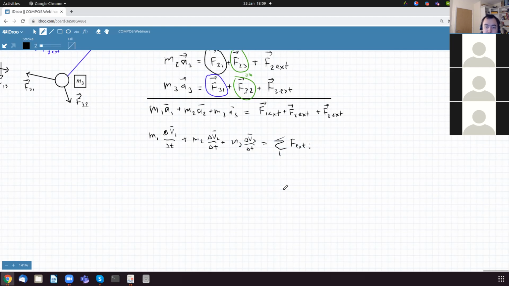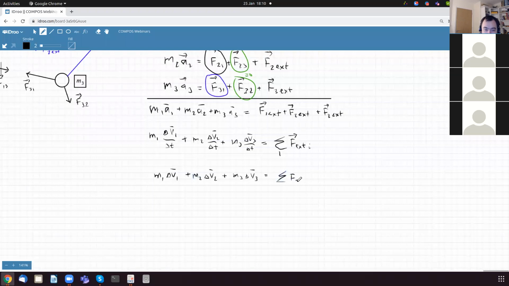The sum of the external forces. Multiplying this by delta T, we get m1 delta v1 plus m2 delta v2 plus m3 delta v3, and that is equal to the sum of the external forces multiplied by delta T. Now delta T is the same for all objects because it's time.